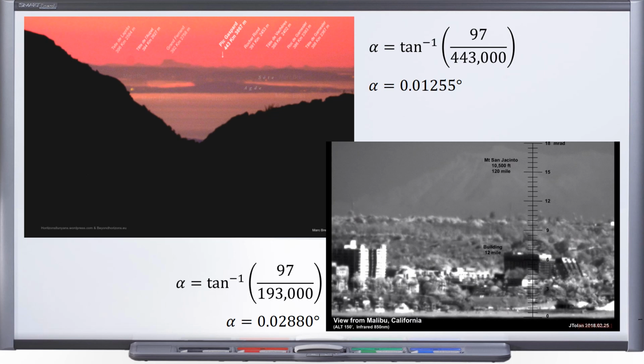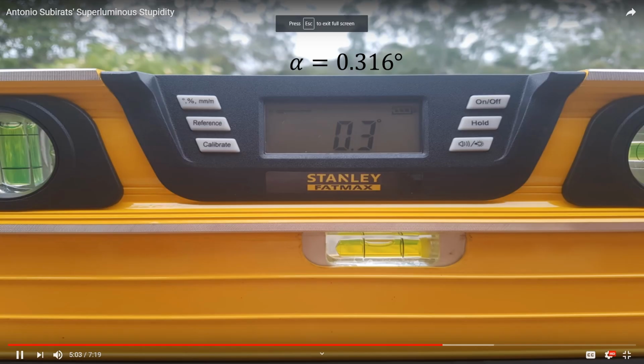So maybe the horizon doesn't rise to eye level. Maybe the reason we got this measurement is because the horizon didn't rise to eye level. Maybe the horizon appears to be 3/10 of a degree below eye level because that's as far as you can see through the haze. Maybe. How far would that be?